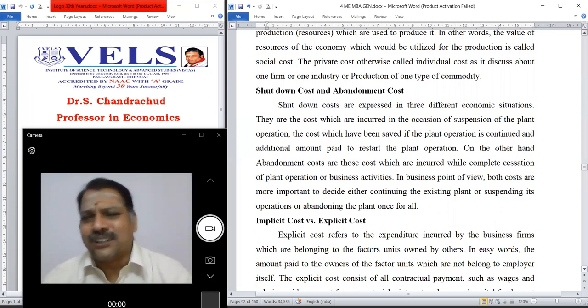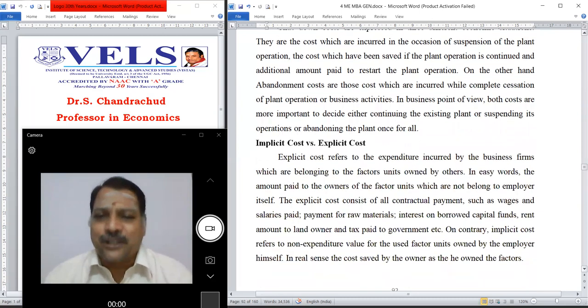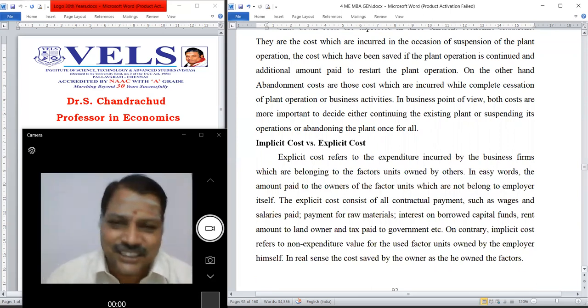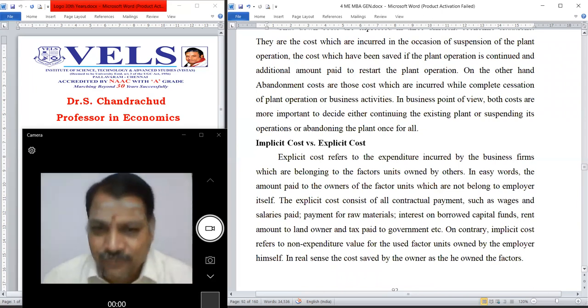So both shutdown costs and abandonment costs are more important. Coming to the next distinction, normally this question is asked in the section: what is implicit cost or what is explicit cost? Implicit cost and explicit cost are more important from the examination point of view.